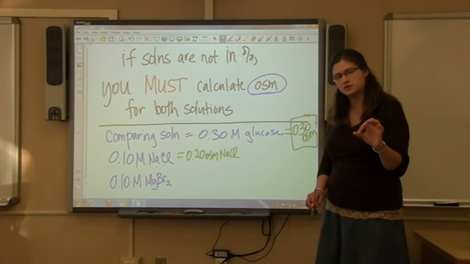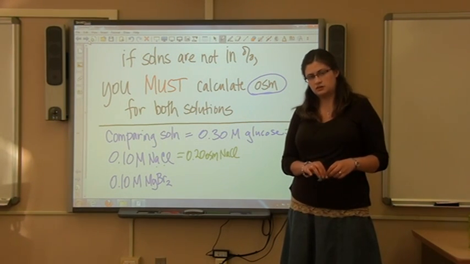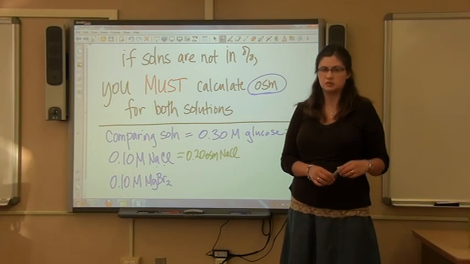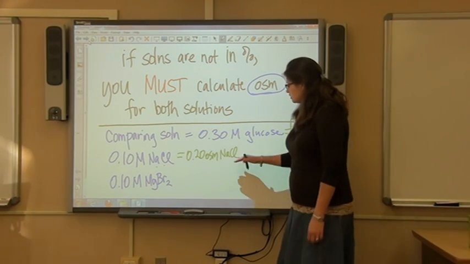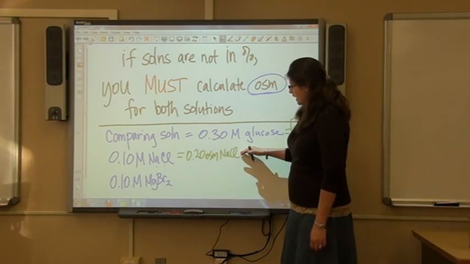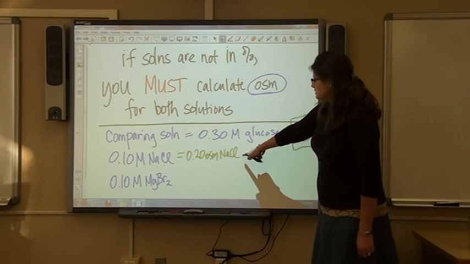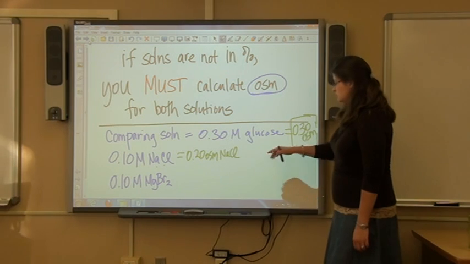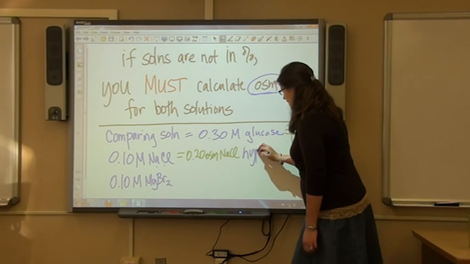And now this is why we have to compare osmolarities. It doesn't matter what the identity of your solution is. It just matters how much solute is in it. And the only way to determine how much solute is present is by calculating the osmolarity. So that's why we always have to compare osmolarities with each other. So here we have 0.20 osmoles and we have 0.30 osmoles for the glucose. Is this solution hypo, hyper, or isotonic to this solution? This is the smaller number. That means that this has to be the hypotonic solution.